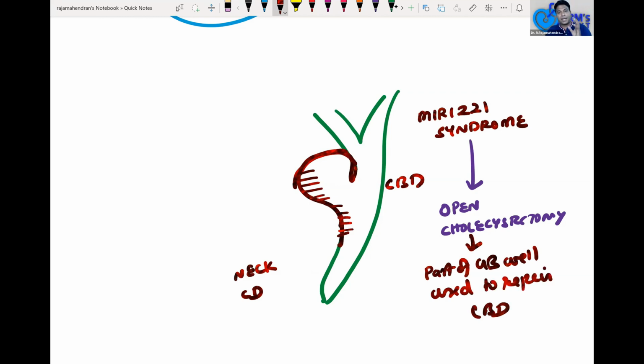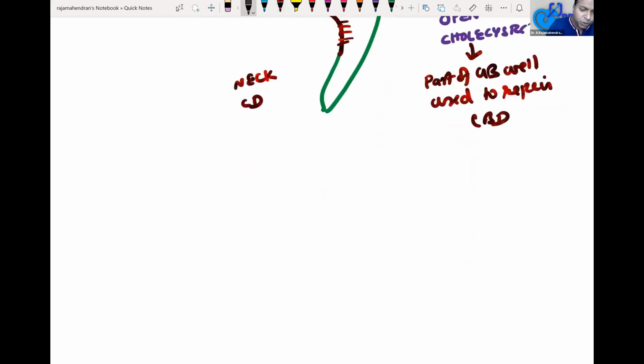This is a very complicated problem, Mirizzi syndrome. Mirizzi syndrome, you should not forget. Mirizzi syndrome is a nightmare for surgeons, laparoscopic surgeons. So this type of issues we are not encountering now. I'll tell you very simply: we are not encountering the issues of anomaly of cystic duct, anomaly of common hepatic duct, anomaly of Mirizzi syndrome. Nothing we are encountering in today's practice.